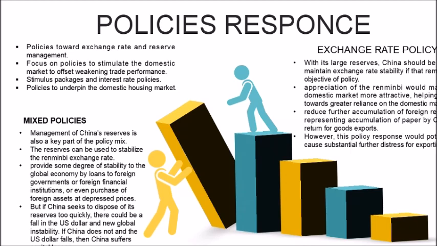China also introduced a mixed policy. The management of China's reserve is also a key part of the policy mix. The reserve can be used to stabilize the renminbi exchange rate. China also provides some degree of stability to the global economy by loans to foreign governments or foreign financial institutions, or even by purchasing foreign assets at depressed prices. But if China seeks to dispose of its reserve too quickly, there could be a fall in the US dollar and global instability. If China does not and the US dollar falls, China will suffer capital losses.